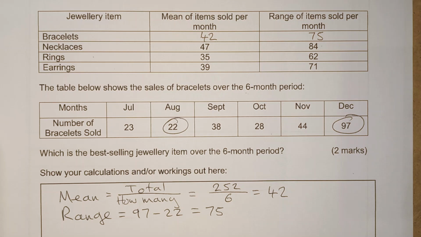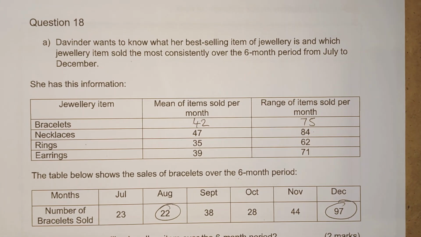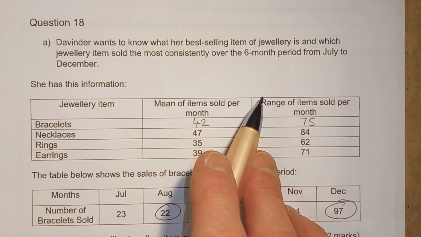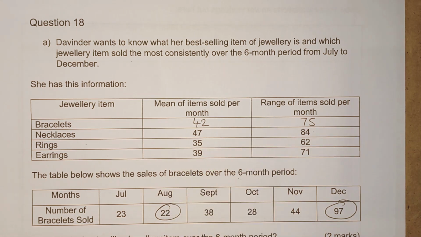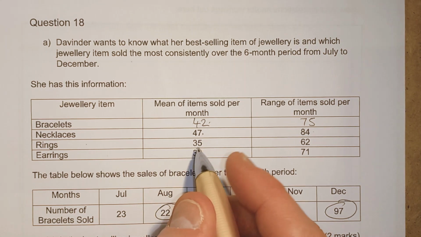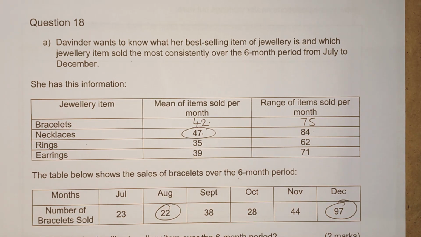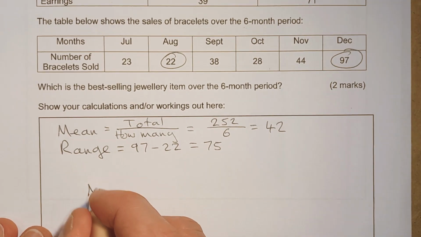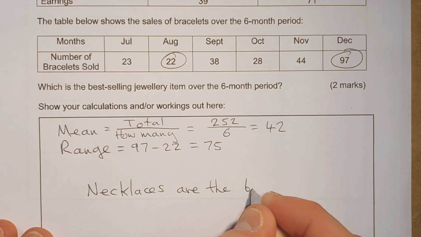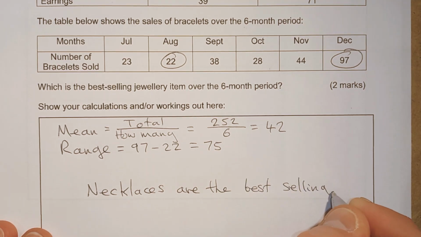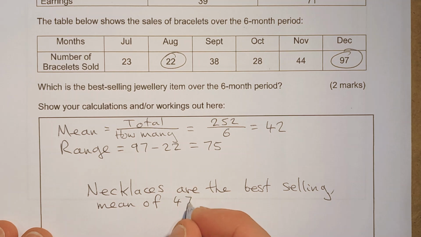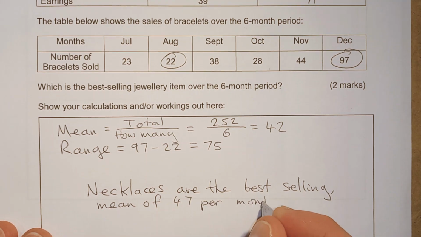Okay, right. Now, we've worked out the mean and range. We've got all of those values in. It said, Devinda wants to know what her best-selling item of jewellery is and which jewellery item sold the most consistently. So the best-selling item is going to be the one with the highest mean. 42, 47's bigger. So it's going to be necklaces. So we can put necklaces are the best selling. And we can put mean of 47 per month.